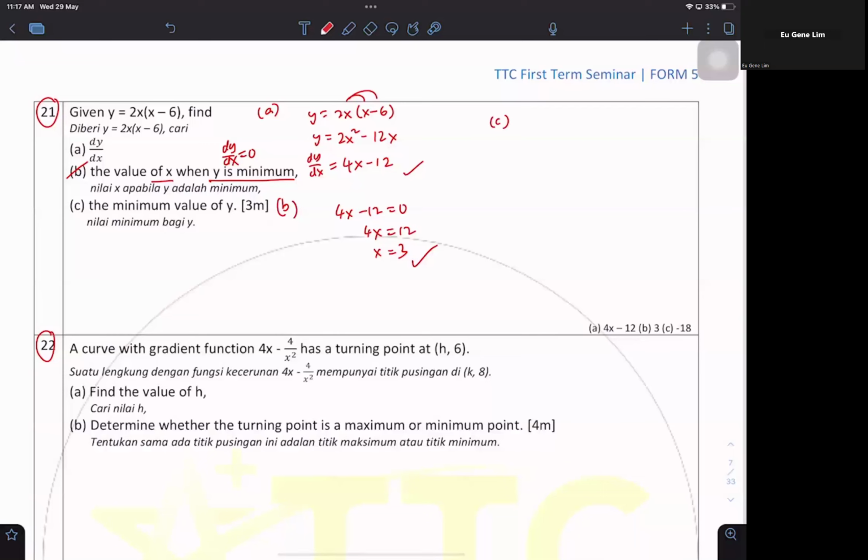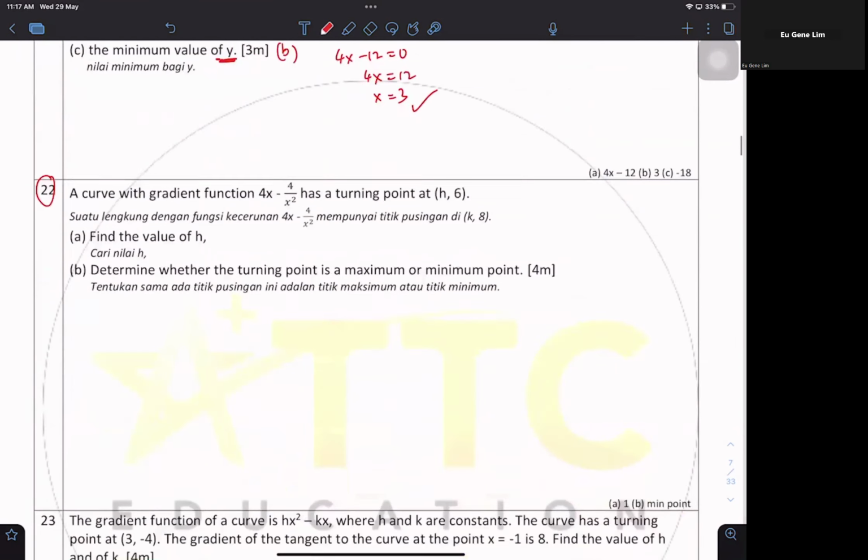Okay, then question C, they ask you to find the minimum value of y, right? So what you need to do is sub the x that you found just now back into the original equation. You sub it back, then you get the y, just like that. Okay, so this one is very basic, no problem. Continue, next one, number 22.